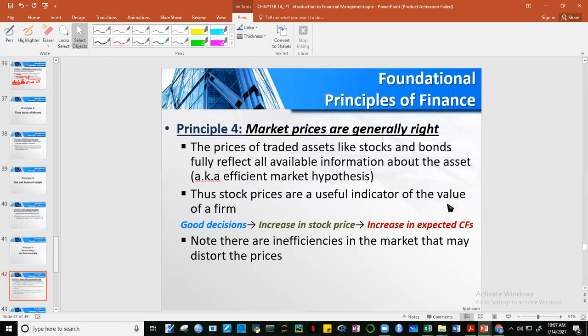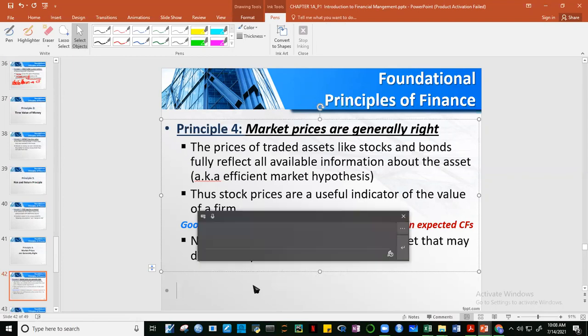Now, ang sinasabi ng iba, may mga inefficiencies in the market that may distort prices. We're not going to go into that. There are different levels of efficient market hypothesis, and some would not agree with the EMH, na lahat daw ng information nakalagay na dun sa stock price na yon. That's why there's such a thing as technical analysis. You may wish to look into this, guys.